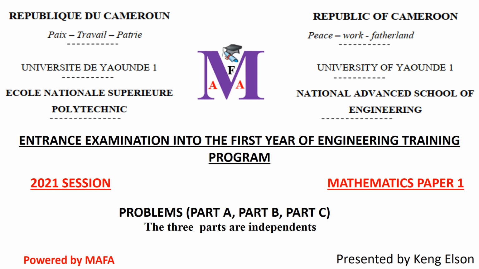In this video we are going to be looking at the solutions to Polytechnic Yaoundé Mathematics Paper 1 2021, and we are going to be solving the problems which were divided into three parts: part A, part B and part C. Now the three parts were independent, so the question paper itself was divided into two exercises and then these problems. The two exercises were already solved and uploaded to the YouTube channel.